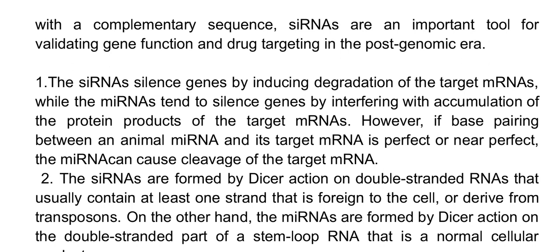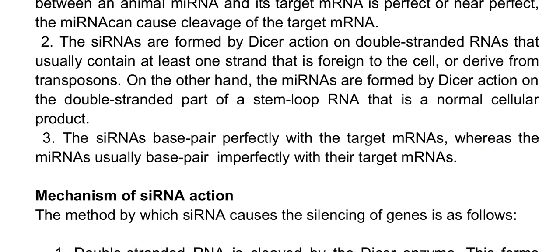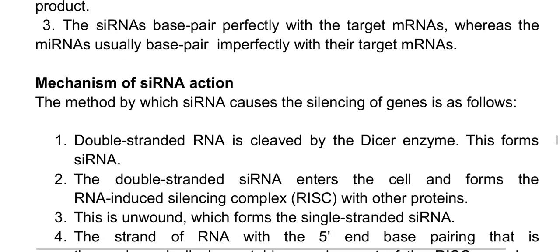However, if base pairing between an animal miRNA and its target mRNA is perfect or near perfect, the miRNA can cause cleavage of the target mRNA. The siRNAs are formed by Dicer action on double-stranded RNA that usually contains at least one strand that is foreign to the cell or derived from transposons. On the other hand, the miRNAs are formed by Dicer action on the double-stranded part of a stem-loop RNA that is a normal cellular product. The siRNAs base pair perfectly with the target mRNA, whereas the miRNAs usually base pair imperfectly with their target mRNA.